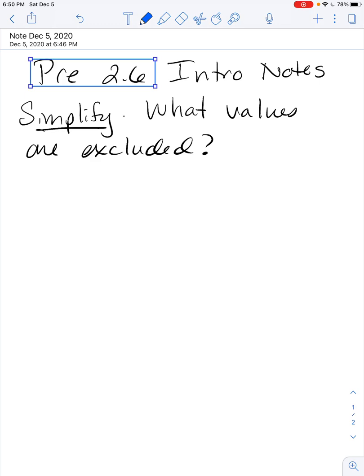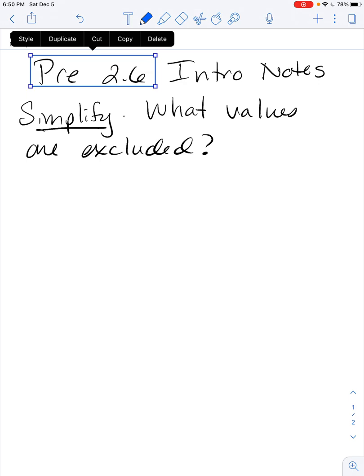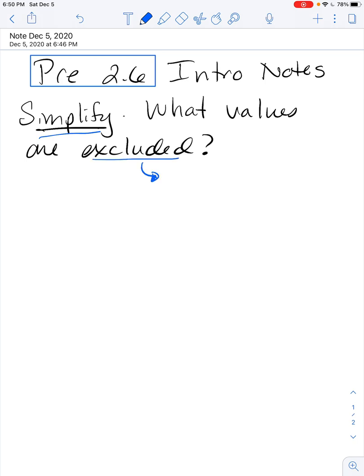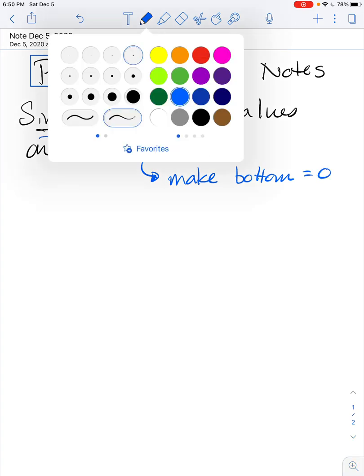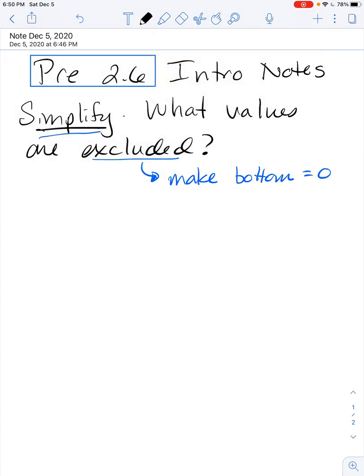What we're going to be practicing is a review topic that we're going to need to know to be successful in 2.6. We're going to try to simplify what we call rational expressions and then decide what values are excluded. Basically, excluded values will make the denominator, which is a fancy word for the bottom, equal 0. So let me just bust through a few examples and then we'll call it a day.